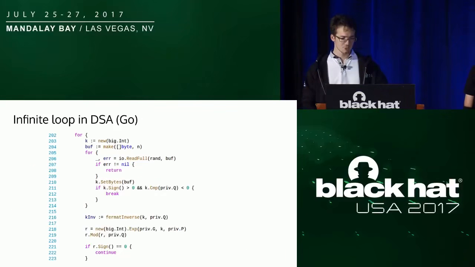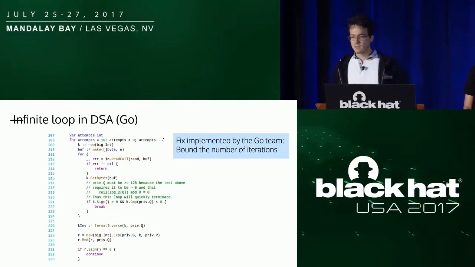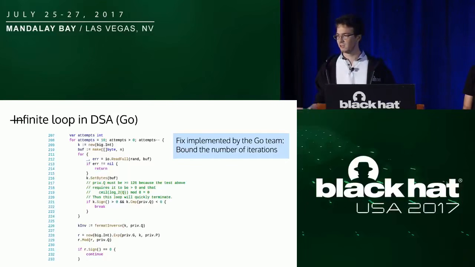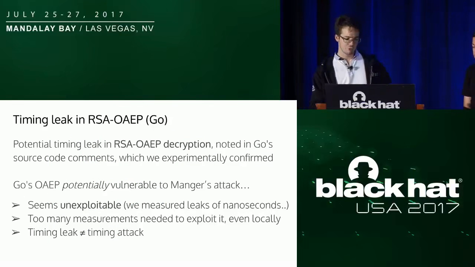This is the Go implementation. It's a for loop which will always generate a new k as long as r is 0. So they fixed the problem by limiting the number of attempts. If you make more than 10 attempts, then it's not a valid parameter. That's a good detection, but that's not the best fix because you are not checking the domain parameters, you are just mitigating the problem.